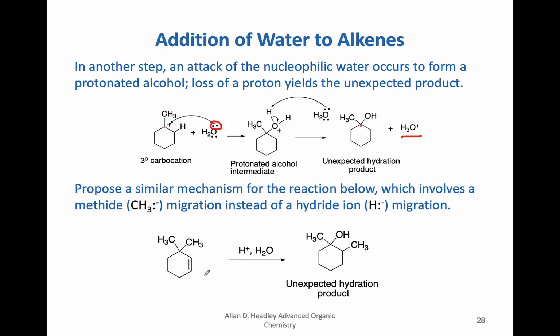Here's a similar reaction, and notice again that this carbon, it appears that this OH from the water is bonded here, and this methyl group is down here. So obviously the unexpected product came about because a carbocation intermediate was formed, and in this case we have a methide migration, a CH3 with its bonding electrons migrating.